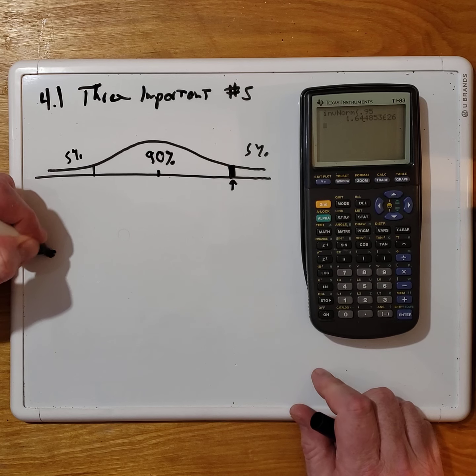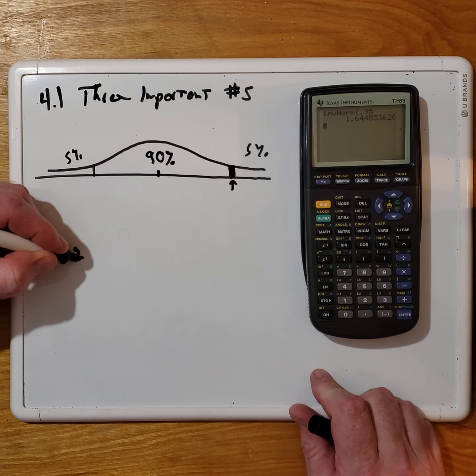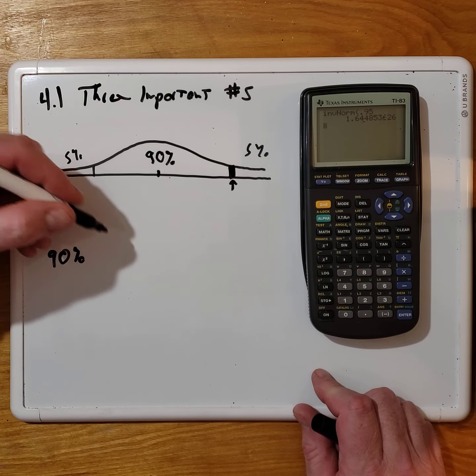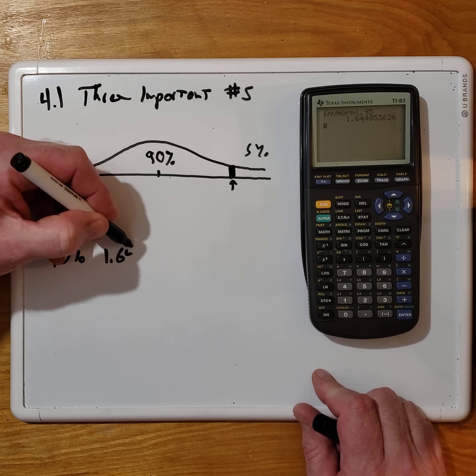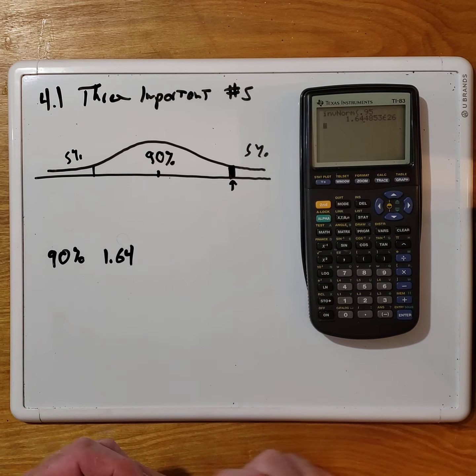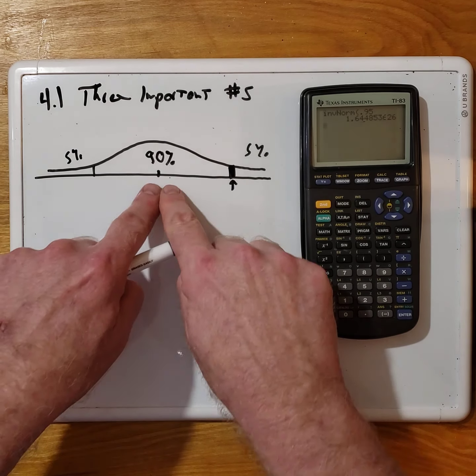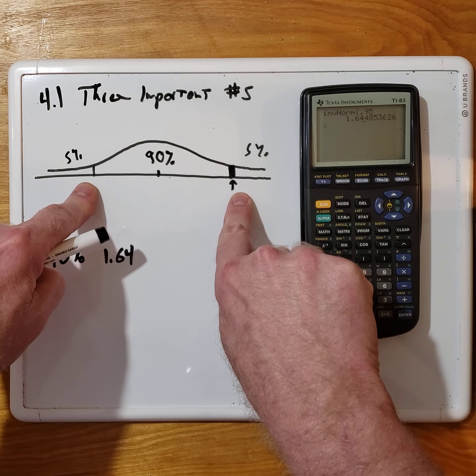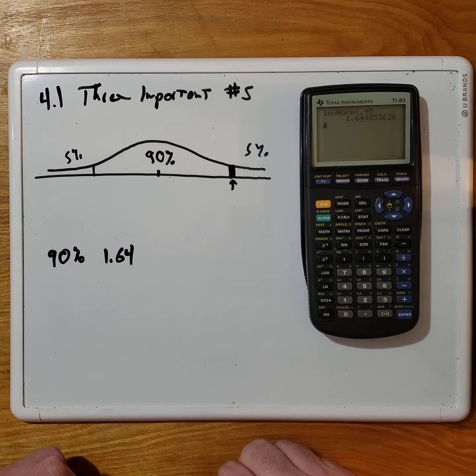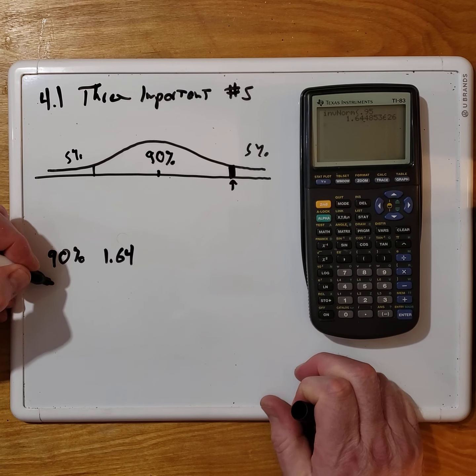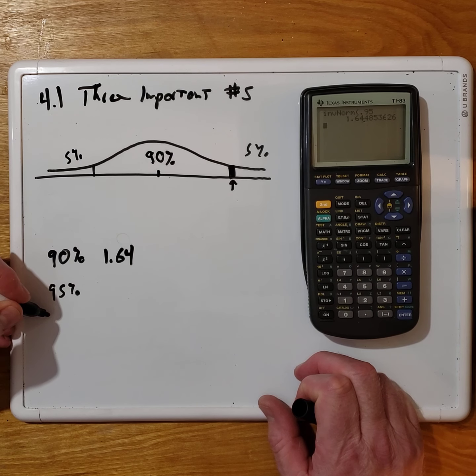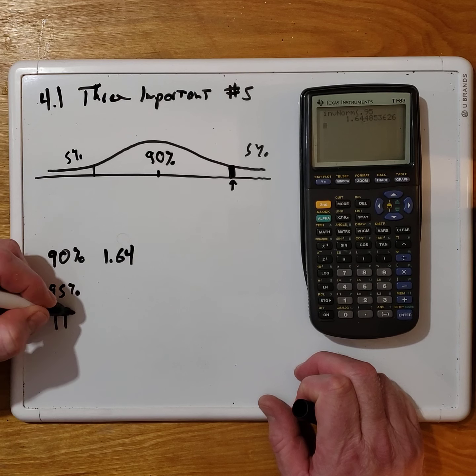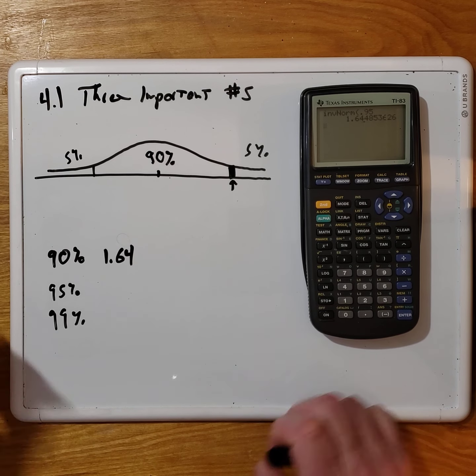So for our 90%, we want to catch the middle 90%. Then we want to go up or down 1.64 standard deviations. So we go 1.64 standard deviations in both directions. We will capture the middle 90% of that distribution. I said this was 3 important numbers. The other 2 are the ones that correspond to 95% and 99%.